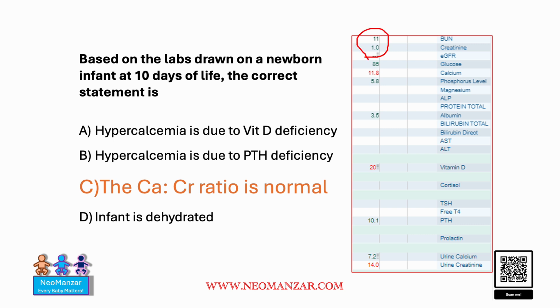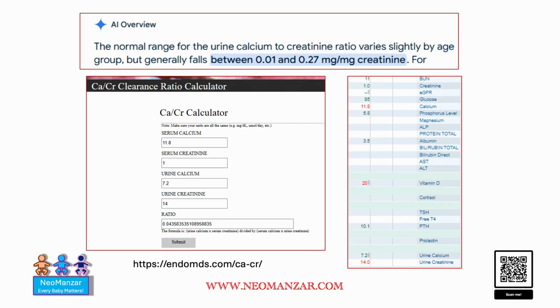Now what is the calcium creatinine ratio? As you see here, the urine calcium is given, and then you have the serum creatinine and the urine creatinine. You have to have all the values, and then let me go to the next slide, which will show how it's calculated. There are online calculators. You put in the serum calcium, the serum creatinine, the urine creatinine, and the urine calcium. All four are put in, and then you see the result here.